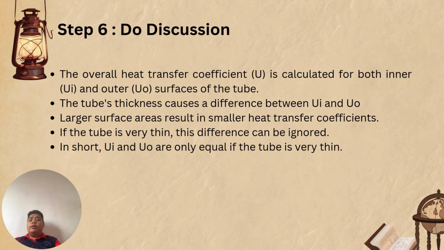To conclude, the overall heat transfer coefficient U in this question is calculated differently: one for the inner surface area of the tube and the other for the outer surface area of the tube, Ui and Uo. Due to the thickness of the tube between outer and inner, the overall heat transfer coefficient will be different. The larger the surface area, the smaller the heat transfer coefficient will be. If the tube is thin, we can neglect it since the difference is slim to none. In other words, the overall heat transfer coefficient between inner and outer are different unless the tube thickness is thin.